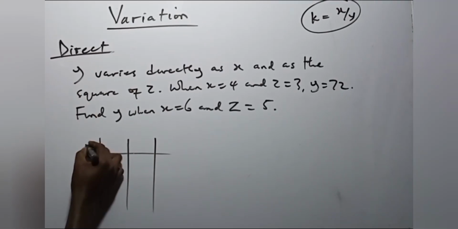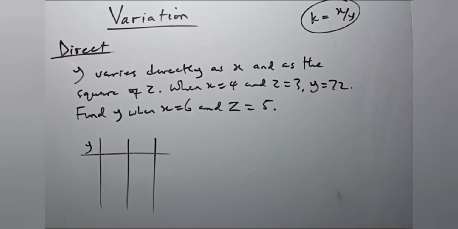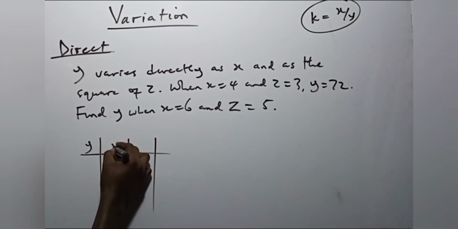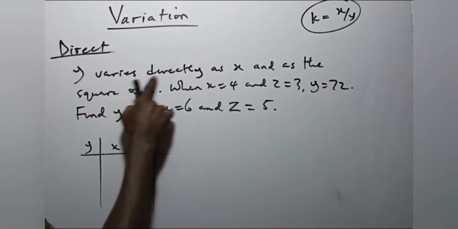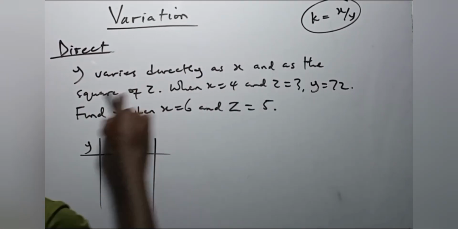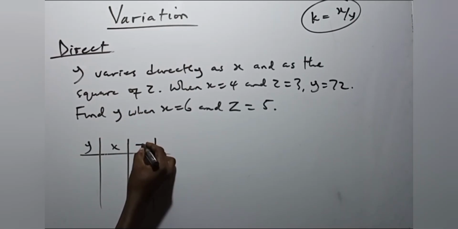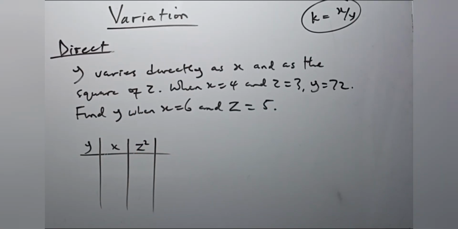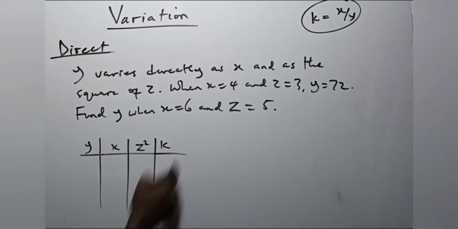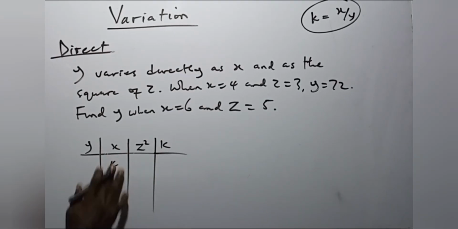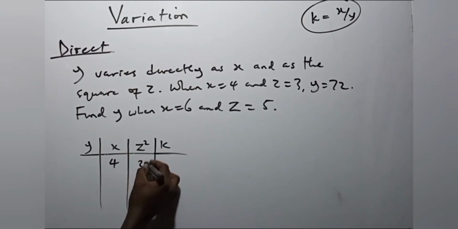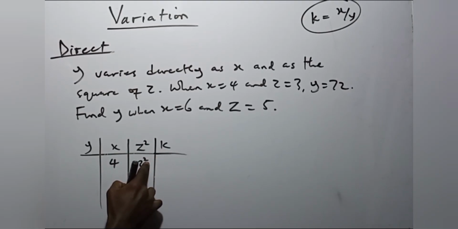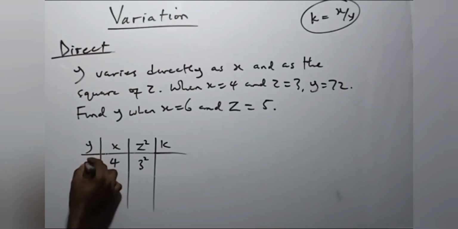Now, the first letter that was mentioned is Y, and the second letter that was mentioned is X, and the last letter is Z. Now look at that. They said Y varies directly as X and as the square of Z. So here you write Z squared. And of course, you know we always need our K. When X is equal to 4, write 4 under X. Z is equal to 3, but remember to put the square on it. Y is equal to 72.